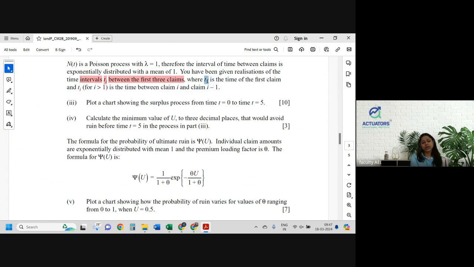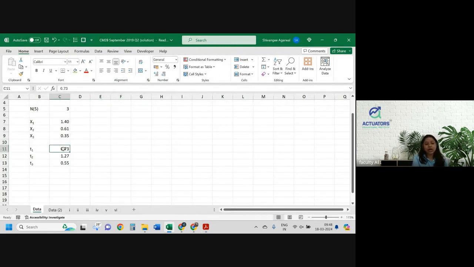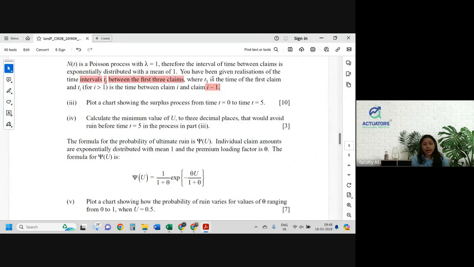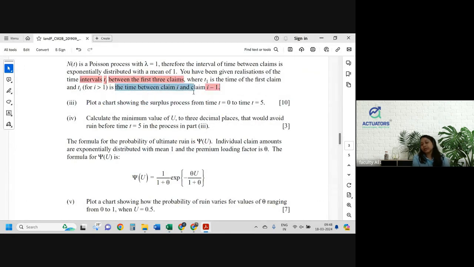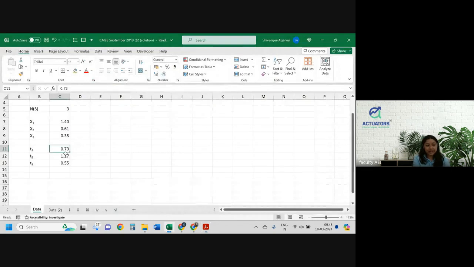where T1 is the time of the first claim and Ti, where i is greater than 1, is the time between the ith claim and the i minus 1 claim. So what they are saying is, we were given T1 in the data sheet. T1 basically means the time at which you get the first claim. After that, Ti, where i is greater than 1, meaning T2, T3, is the time between the ith claim and the i minus 1 claim. So T2 means the time interval between the first claim and the second claim.